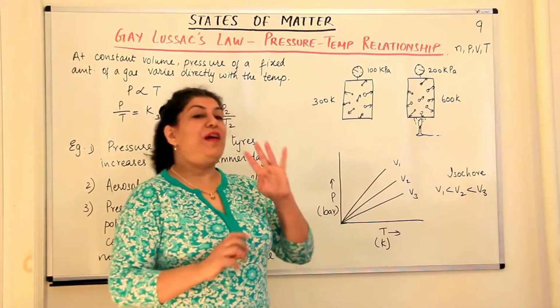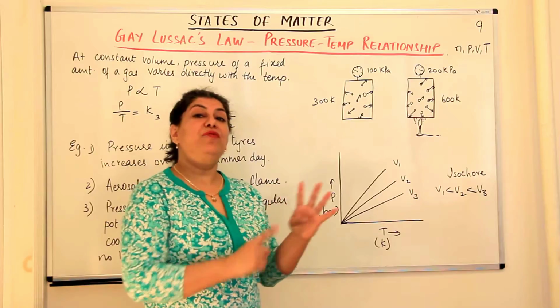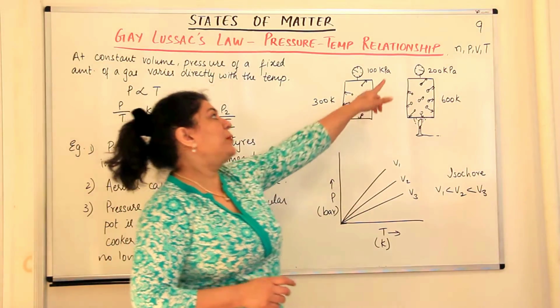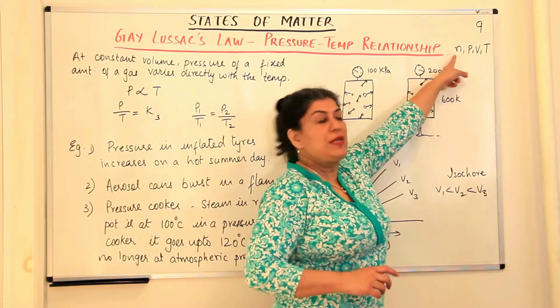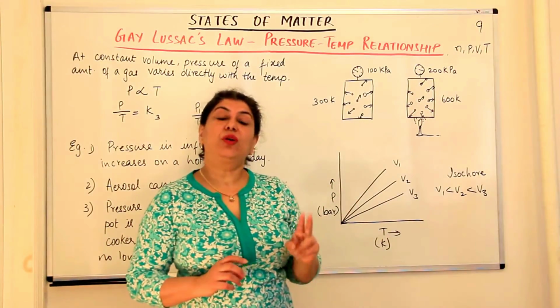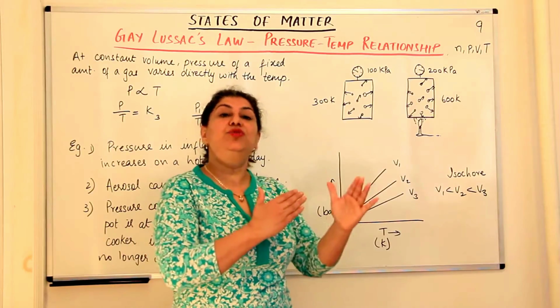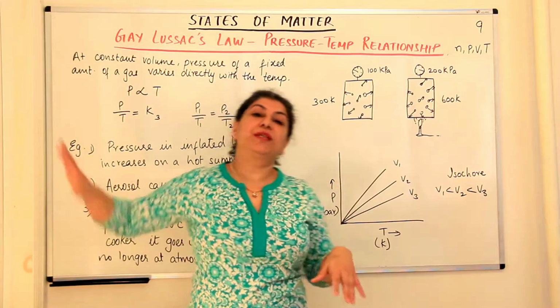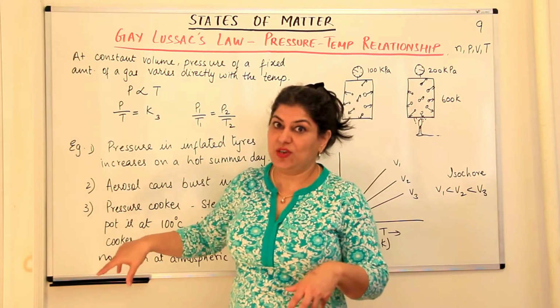As I told you, there are 4 properties that can vary when we are studying the properties of gases. These 4 properties are the number of moles, pressure, volume and temperature. When 2 of these quantities are fixed, the other 2 have a relationship between themselves. And these relationships are studied as the different gas laws.